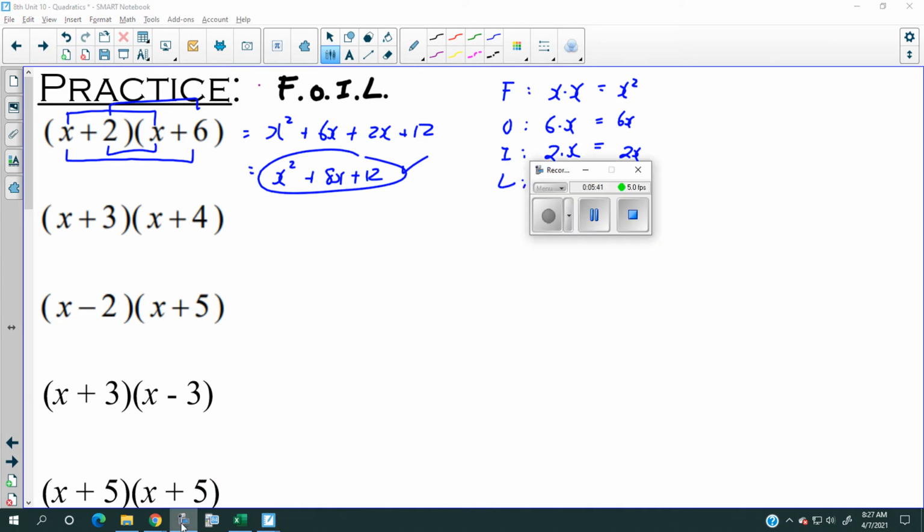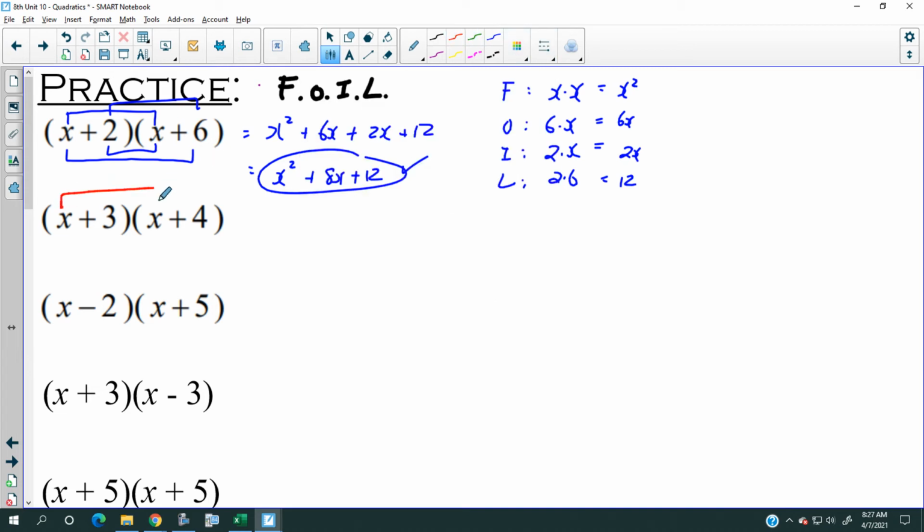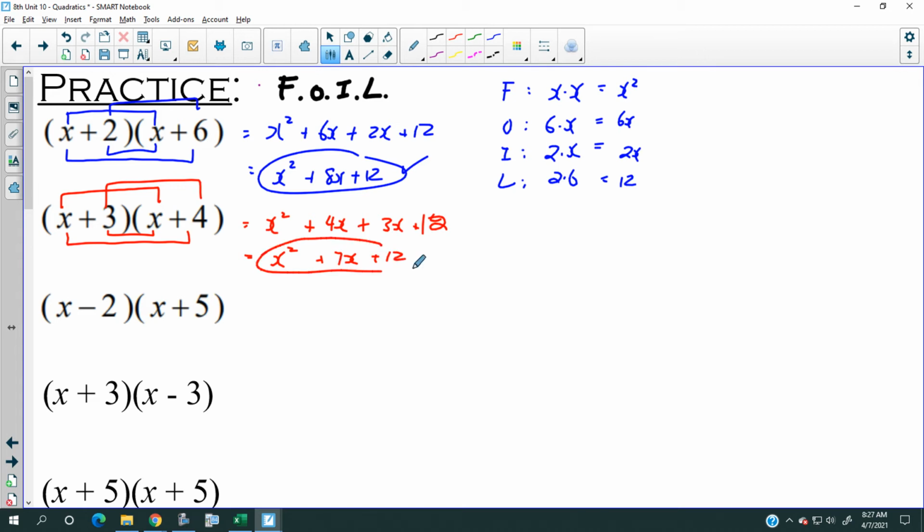All right, let's see. Next, let me switch colors. So this one again, first, that's x squared, outside, that's 4x, inside, 3x, and last, oh yeah, it's 12. Combine like terms, 7x plus 12, there you go, voila. Okay, let's do a few more.